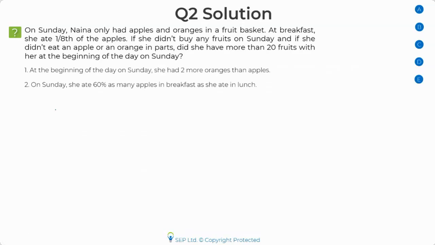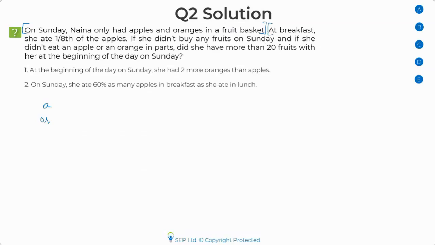I've been told that Nana had only apples and oranges in a fruit basket. So on Sunday, she had certain apples and oranges. At the max, if I want, I can write A and OR or something like this, okay? But if I don't write any information on the piece of paper, that I think would still be okay.